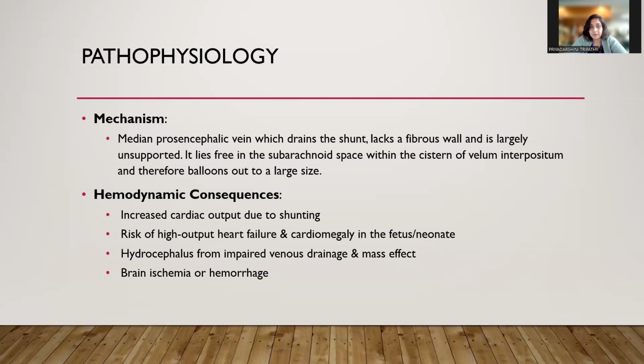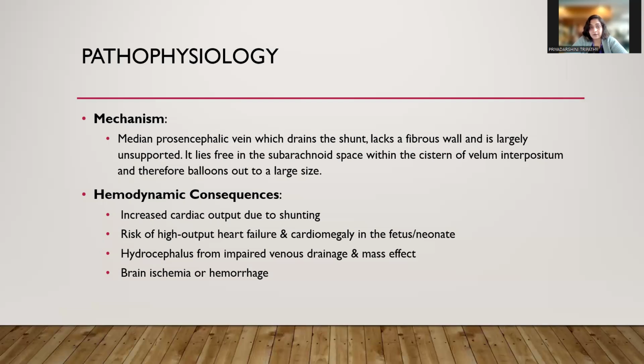Because of this ballooning out of the vein, it puts a lot of mass effect and pressure on the brain tissue. There will be development of hydrocephalus due to improper venous drainage, and mass effect leads to brain ischemia, and sometimes it ruptures and leads to subarachnoid hemorrhage.